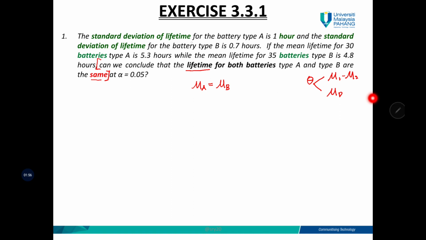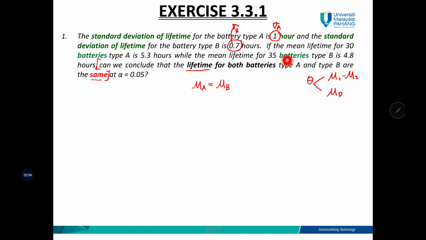The standard deviation of lifetime, this is the value for the standard deviation, and this value is free from any sample. Since it is free from any sample, the notation used here should be sigma A, sigma because it is a standard deviation. The second value given here, 0.7, is the standard deviation for battery B. Again, this is also free from any sample, so this will be sigma B.